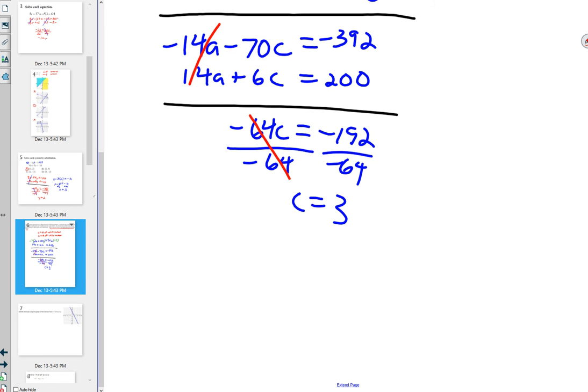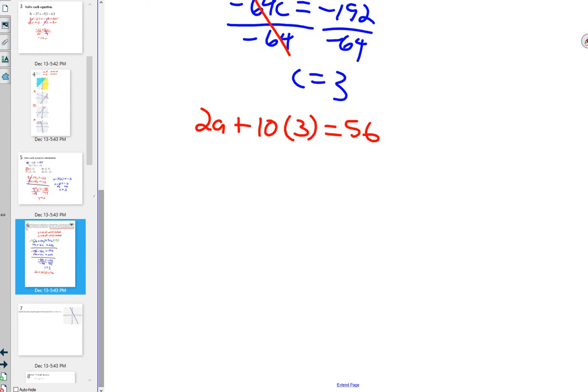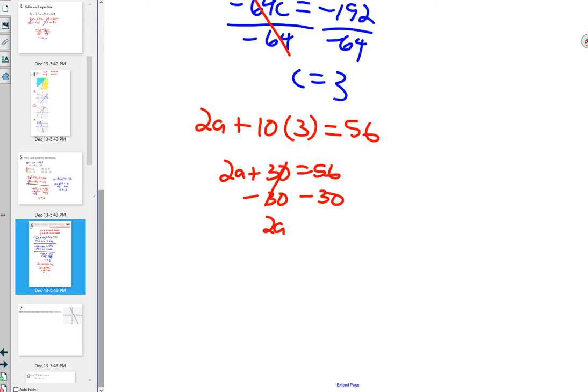So 2 adult tickets plus 10 child tickets that I know cost $3 now, is equal to 56. So 2A plus 30 is equal to 56. Minus 30. 2A is equal to 26. Divided by 2, A is 13. And that's what I was talking about.